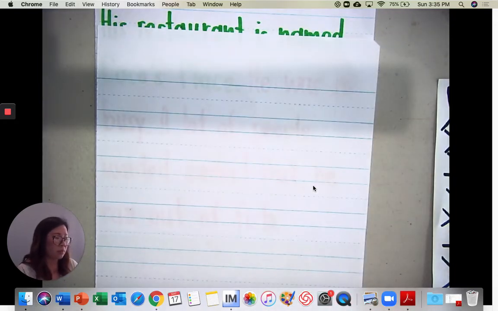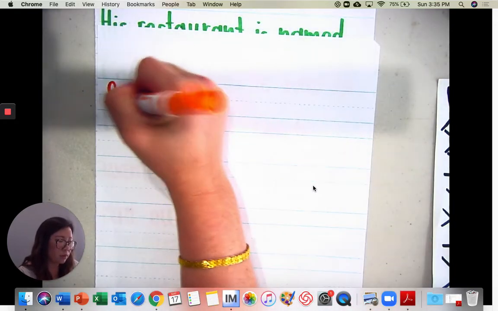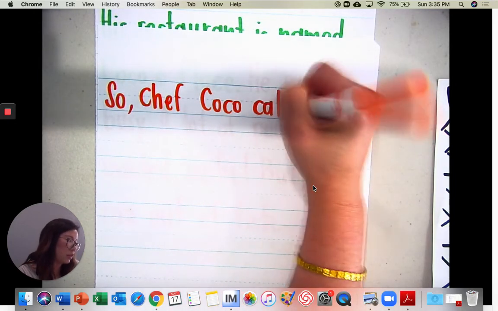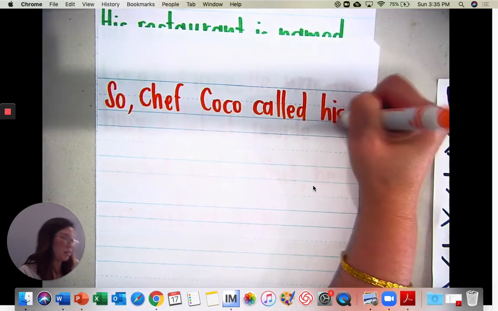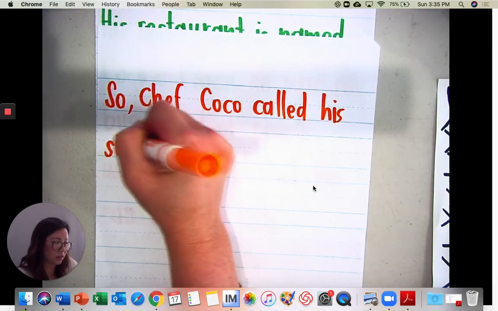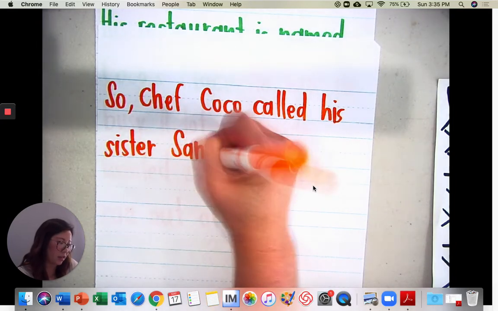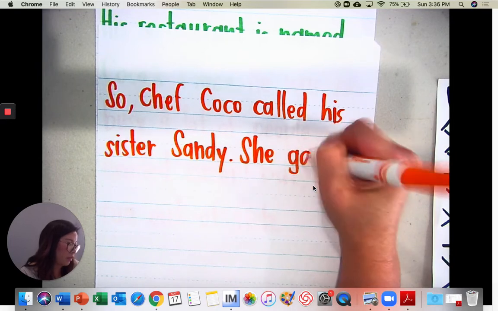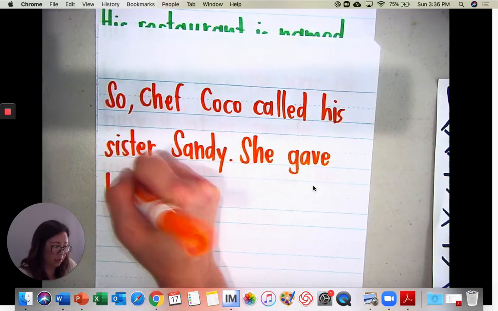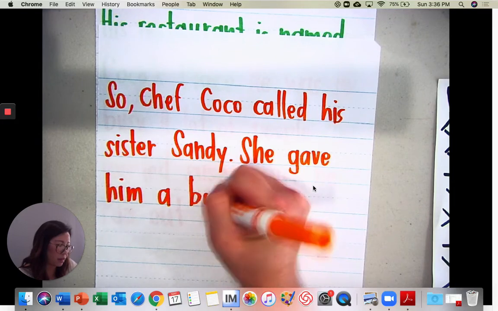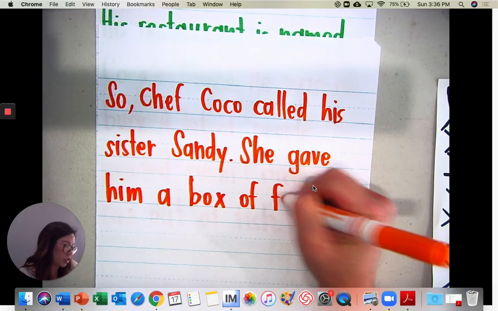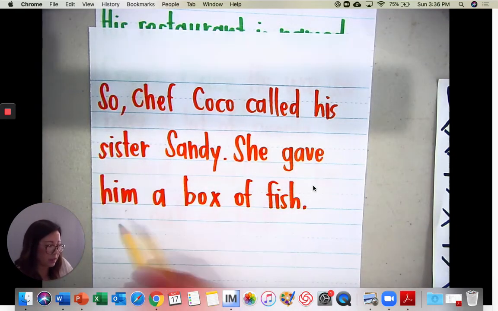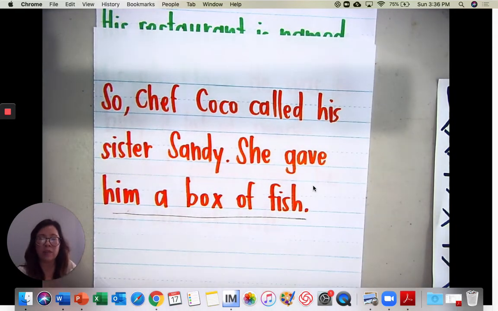So I'm going to say, so Chef Coco called his sister Sandy. She gave him a box of fish. Okay, so now here's my solution. His sister Sandy gave him a box of fish.